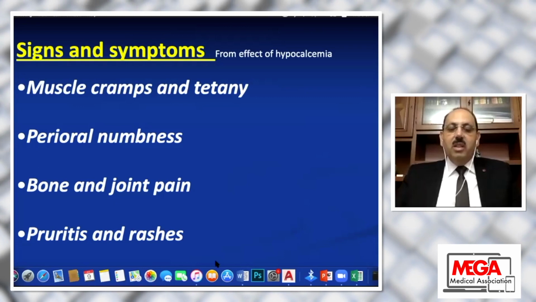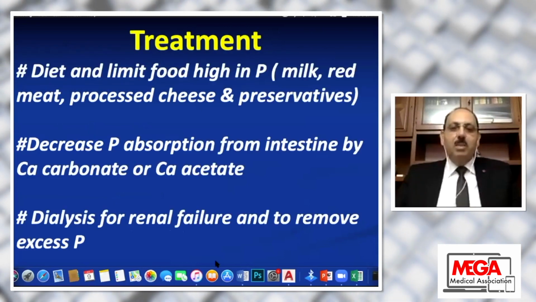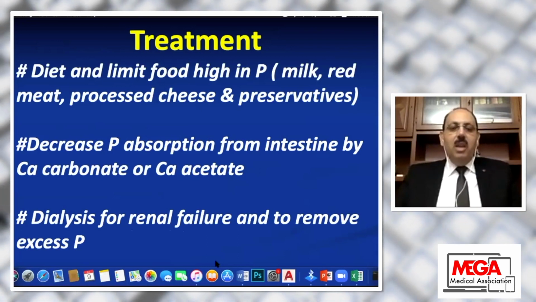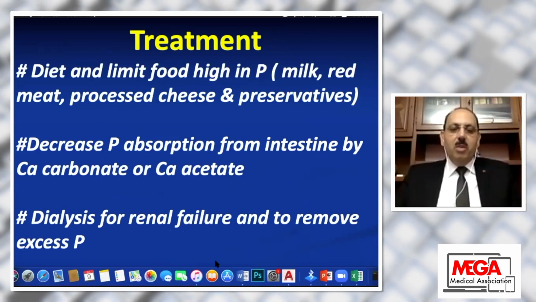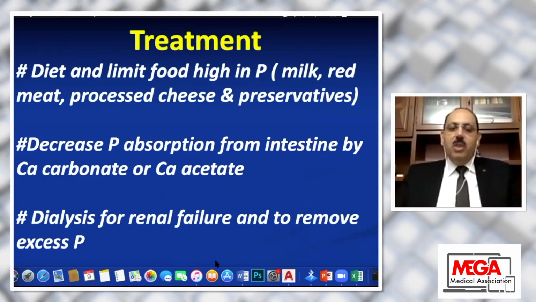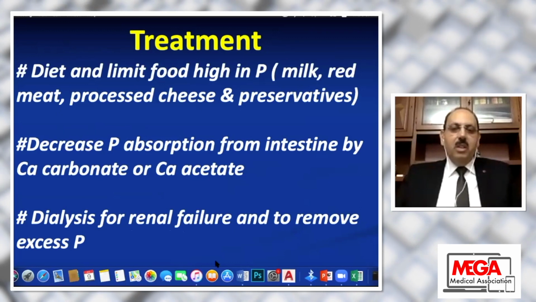The treatment is to limit foods rich in phosphorus such as milk, red meat, processed cheese, and preservatives. Decrease phosphorus absorption from the intestine by using oral calcium carbonate or calcium acetate. Dialysis is used for renal failure and to remove excess phosphorus.